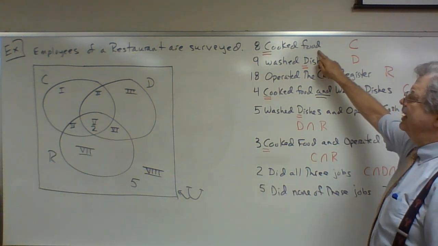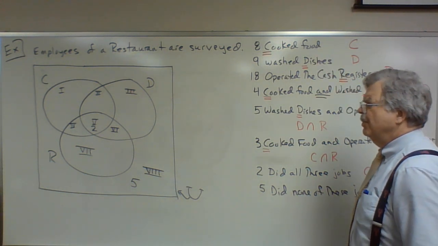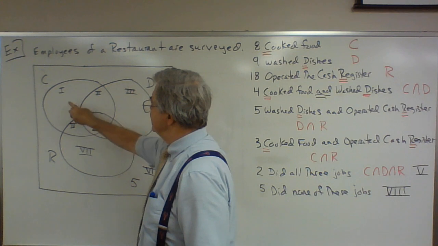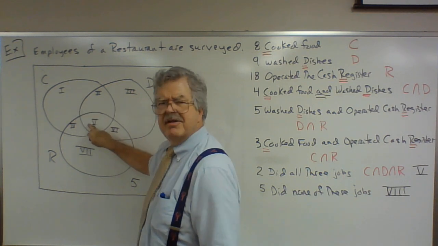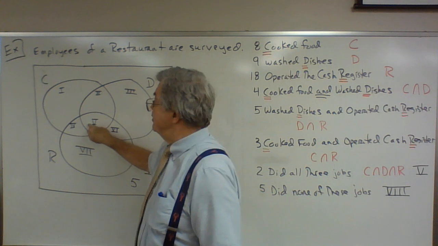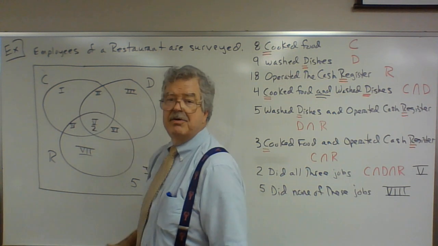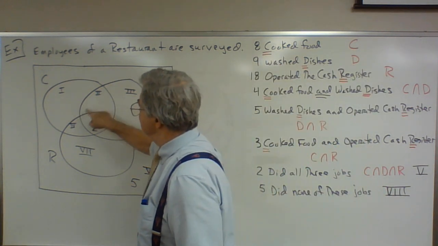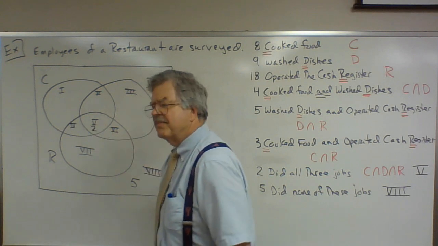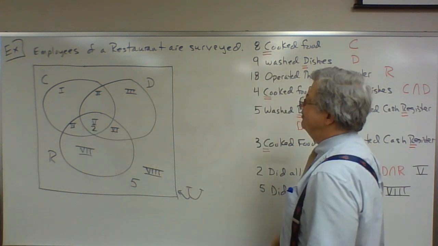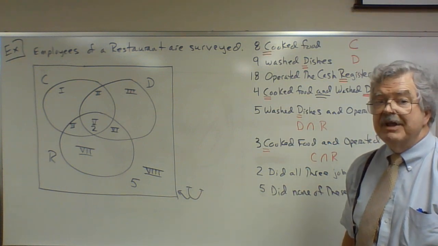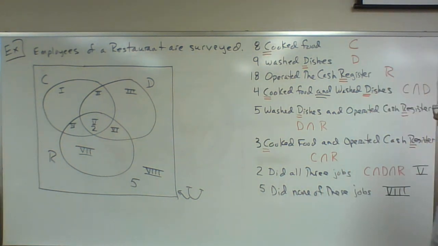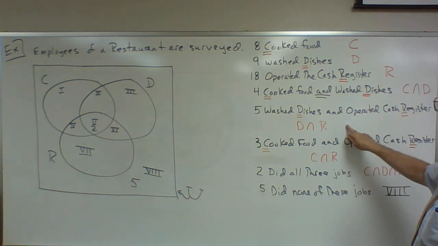Now up here it says 8 cooked food. Well, all the employees that are in any of these four regions, 1, 2, 4, and 5, any employee that's in any of these four regions cooks food. So how do we know into which of these four regions we distribute the 8 employees who cooked food? The answer is, right now we don't know. So let's look at some of these other things.